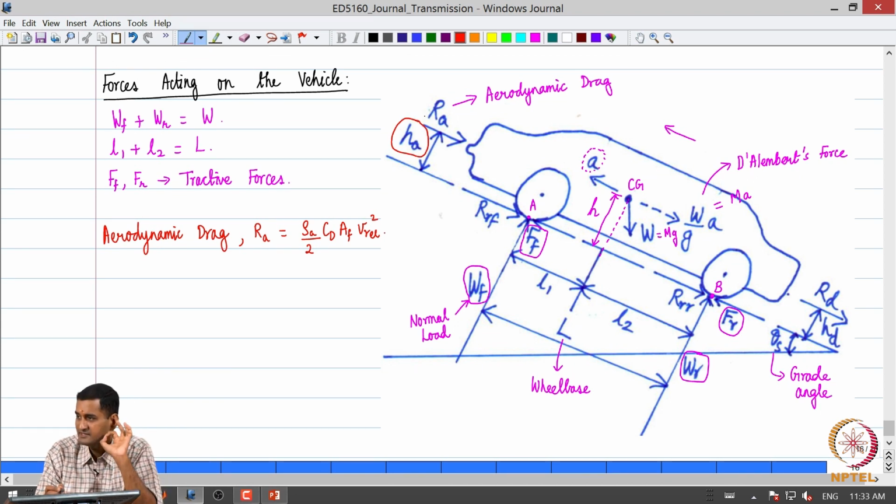Okay. So, that is the notation that we are following. Okay. We are lumping all the aerodynamic resistance forces as one quantity, right. Now, what is this Rd? Rd is what is called drawbar pull.